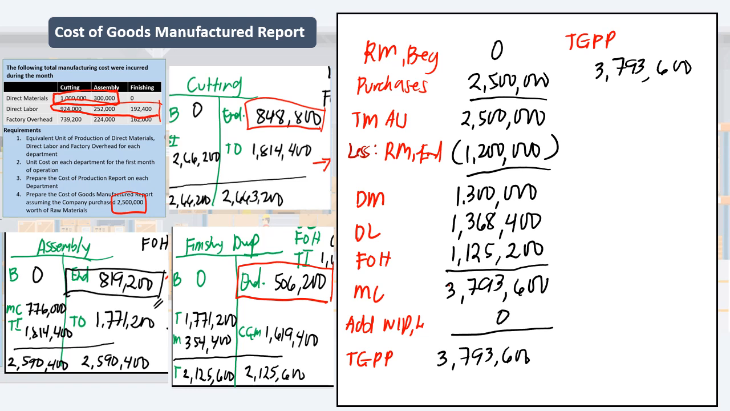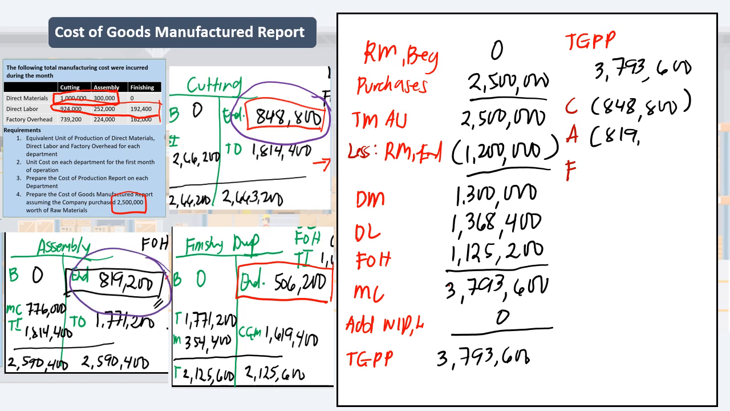So we have cutting, assembly, and finishing. For the cutting department, our ending inventory is 848,800. Next, we have the assembly department, which is 819,200. For the finishing department, we have 506,200.